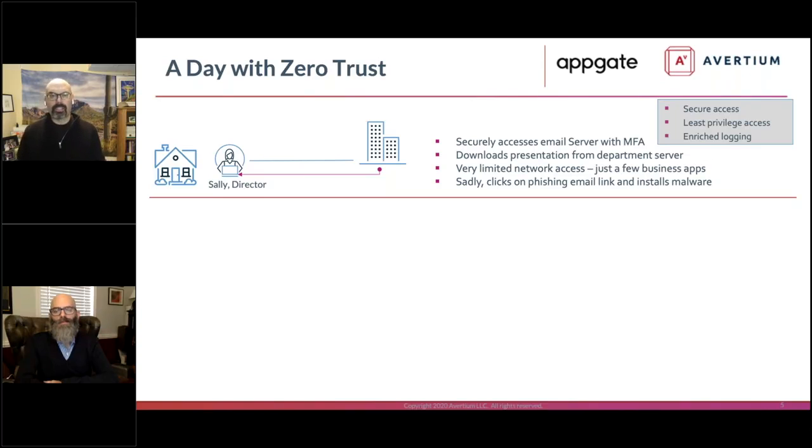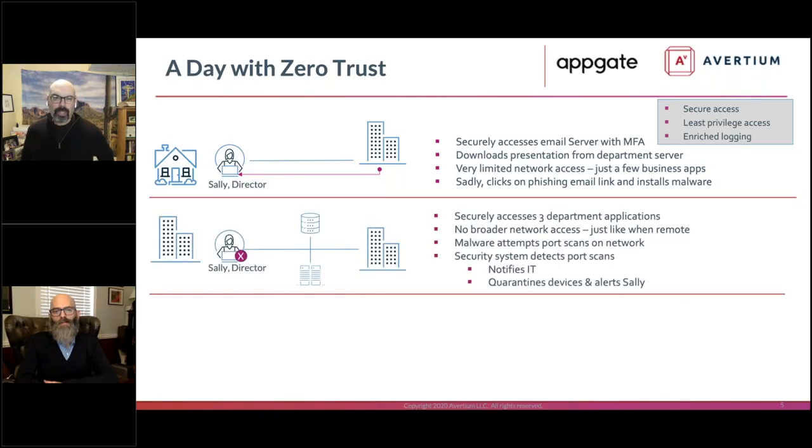And now, unfortunately, Sally is human like all of us, and she clicks on a malicious link that was sent to her and actually installs malware on her device. And that's the end of our first step. When Sally goes into the office for the afternoon, she gets her laptop on the corporate network, and she can access the 3 departmental applications that she needs to be productive. She still has very limited network access, just like when she's remote. She can be fully productive, but there's no reason for her to be able to go to servers that are in the engineering department or the manufacturing department.